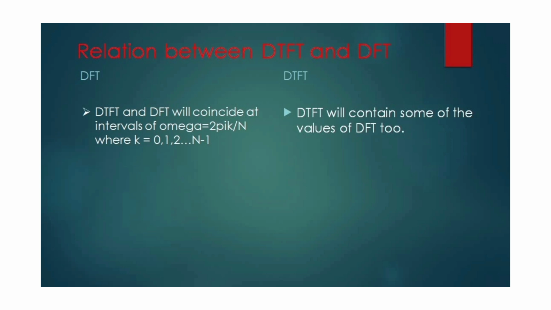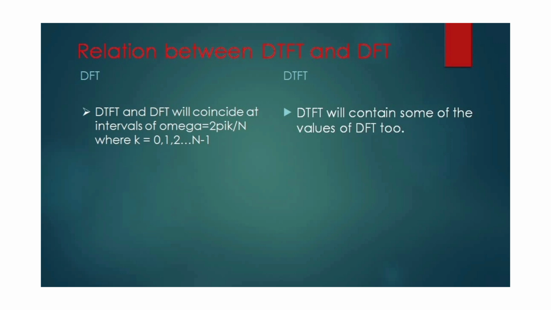So if N is equal to 8, what it represents is that the DFT will give only 8 frequency components. That is, the DFT gives only N frequency samples for N points. Since the DTFT is a continuous frequency spectrum, we have infinitely many frequency values, right? So compared to DTFT, DFT gives a finite number of frequency components.